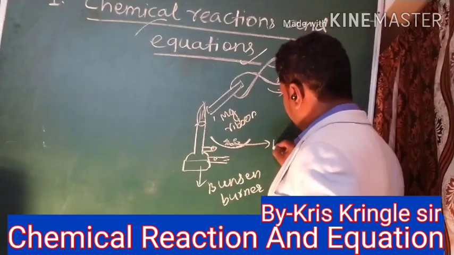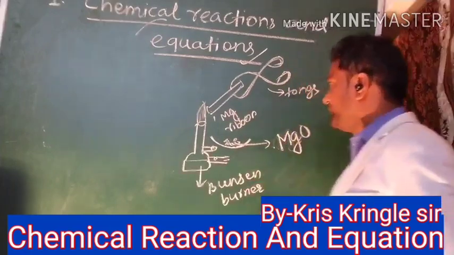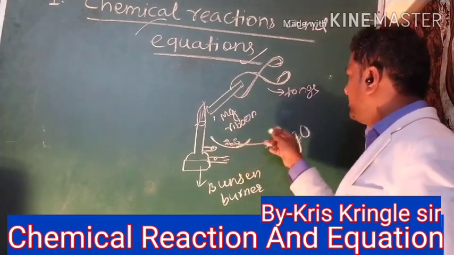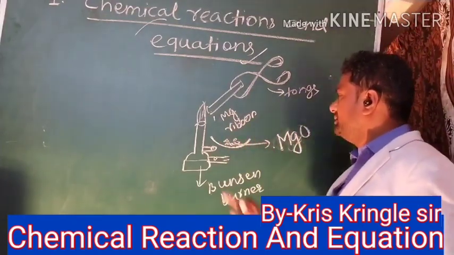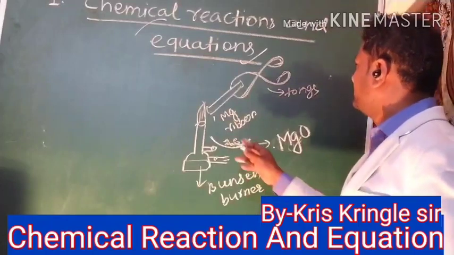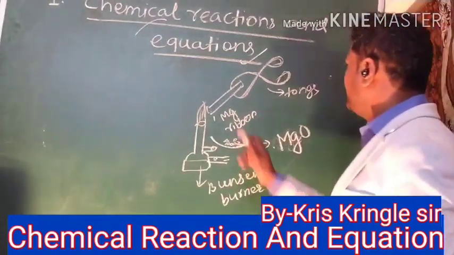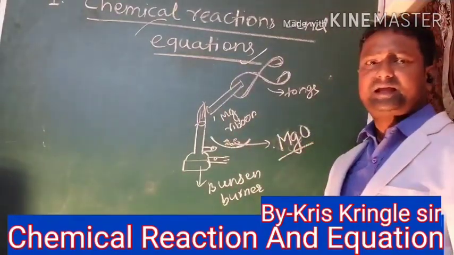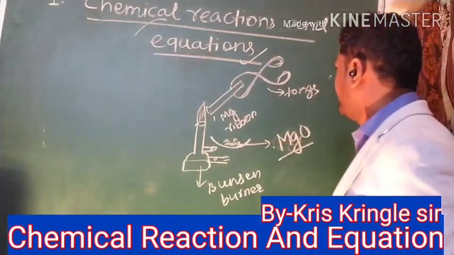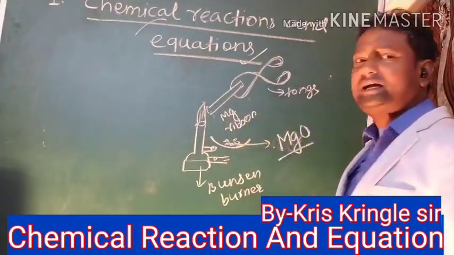It is magnesium oxide, MgO. That means when magnesium ribbon is burned, the white powder of magnesium oxide is formed. The properties of magnesium are totally different from magnesium oxide, because the oxygen present in the atmosphere combines with the magnesium to form magnesium oxide. As we know, oxygen is essential for combustion. Without oxygen there is no combustion. During the combustion of magnesium, oxygen combines with the magnesium and magnesium oxide is formed.